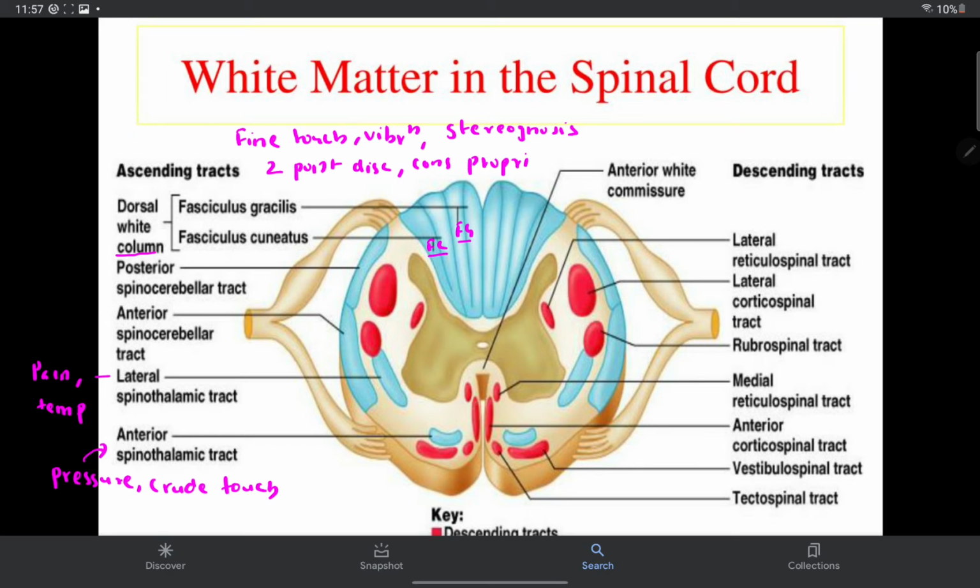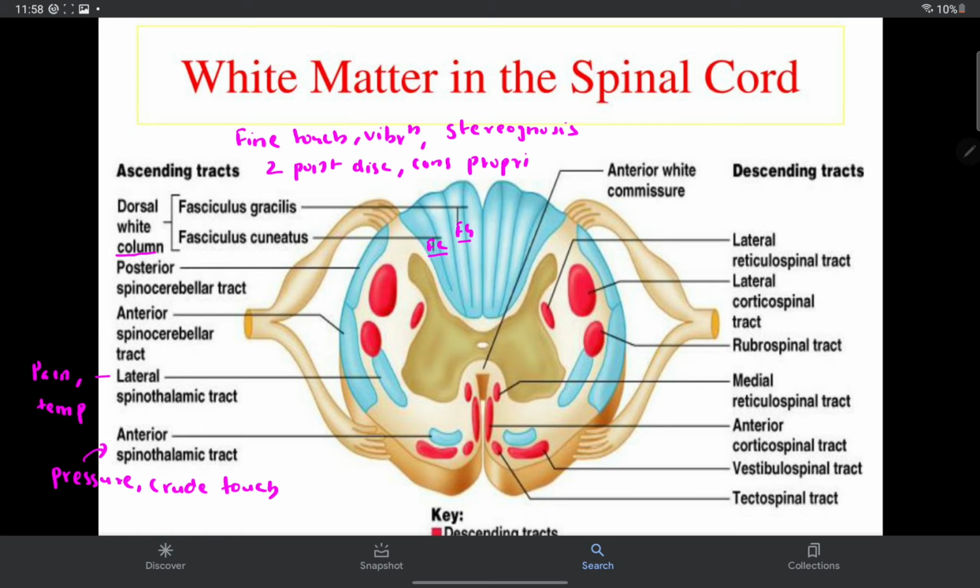So what is meant by this stereognosis? You close your eyes, and if some object is given in your hand, and if you can identify by closing your eyes that it's a pen, that is termed as the stereognosis. So if there is a lesion in the dorsal column tract, you cannot identify it by merely touching the familiar objects.